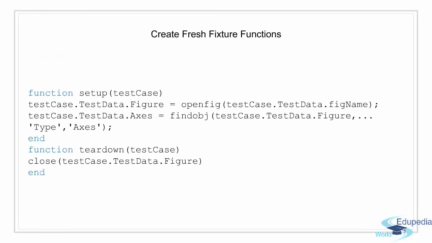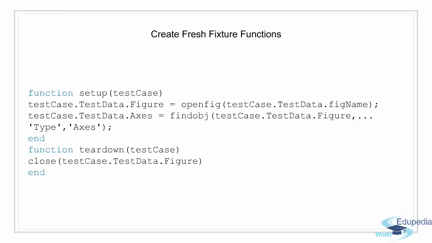Now I will create fresh fixtures. The difference between the file and fresh fixtures is that fresh fixtures are function-level setup and teardown code that runs before and after each test function in your file. In this example, the functions open the saved figure and find the handles, which I will come back to in later videos.